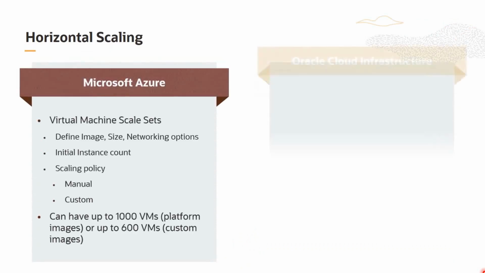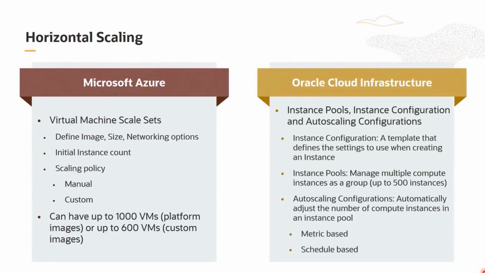Lastly, let's have a look at the horizontal scaling mechanisms in Azure and OCI. Azure implements horizontal scaling with the help of a service that is known as Virtual Machine Scale Set. While defining a scale set, you specify the image, the initial instance count, and the scaling policy.